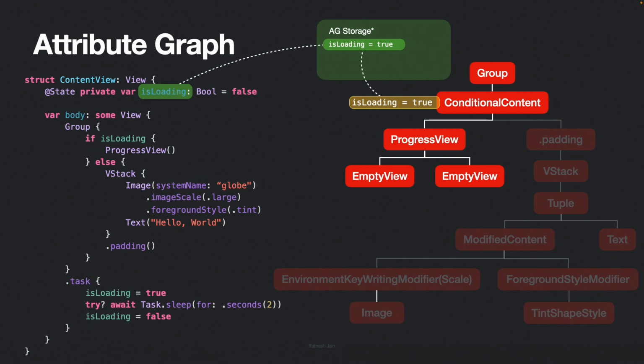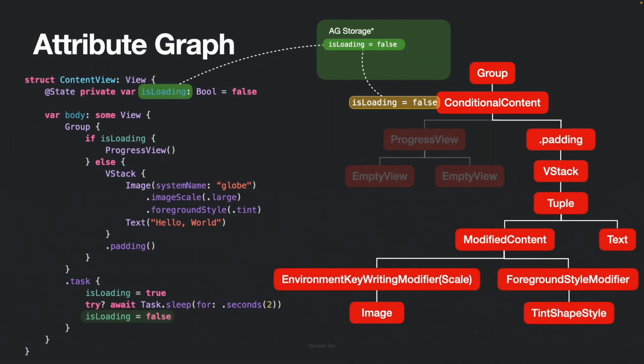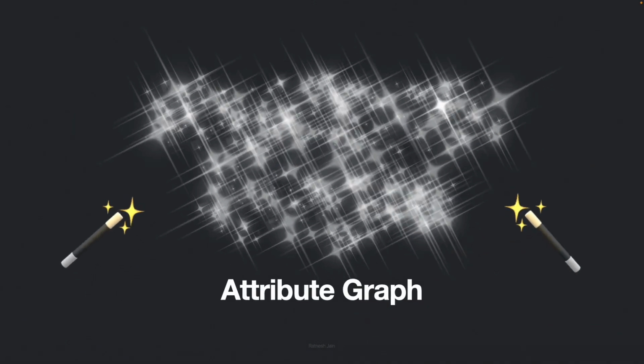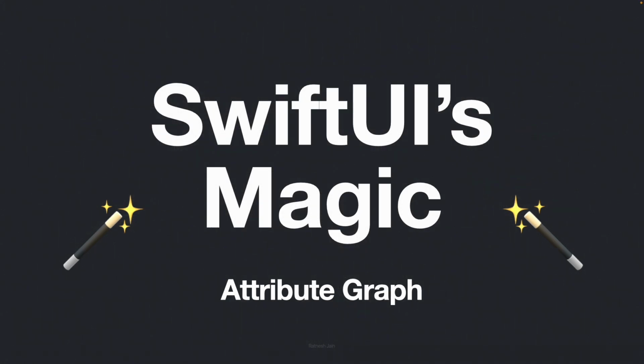And after some time, when loading is false, it will also be notified to the attribute graph storage, and then the value will be changed again. It will again invalidate the view body, and again the body method is called, and this is how the SwiftUI magic is happening behind the scenes.